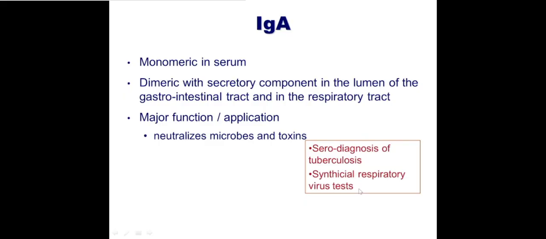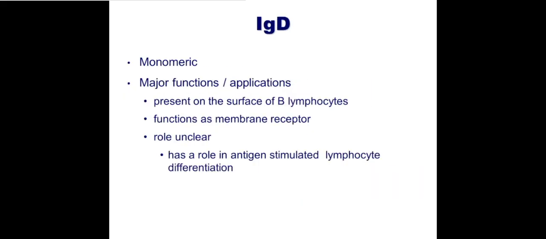Next is IgA. IgA is monomeric in serum, and dimeric with a secretory component in the lumen of the gastrointestinal tract and in the respiratory tract. Major function: neutralize microbes and toxins. The main function of IgA is in the gastrointestinal tract and respiratory tract. It is also used in serodiagnosis of tuberculosis; during tuberculosis, they detect IgA. Also used in synthetic respiratory viral tests.